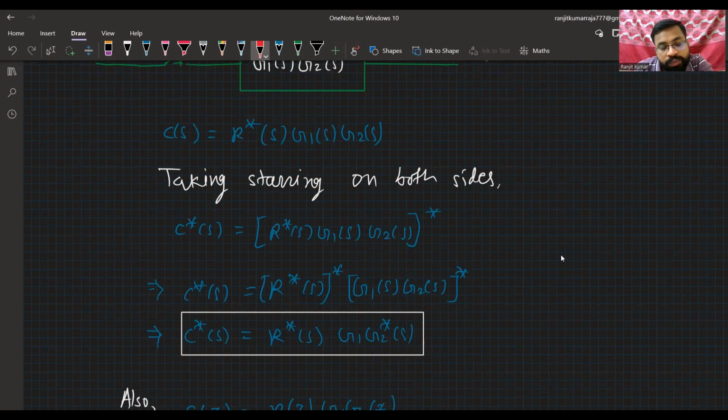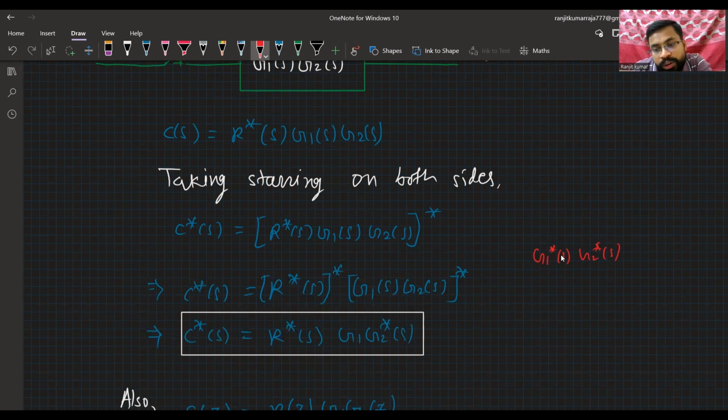And after that, when we apply the starring function, when we do the calculation, the process steps, this starring will become G1 star of S and G2 star of S. Okay, now it will become like G1 star of S and G2 star of S.